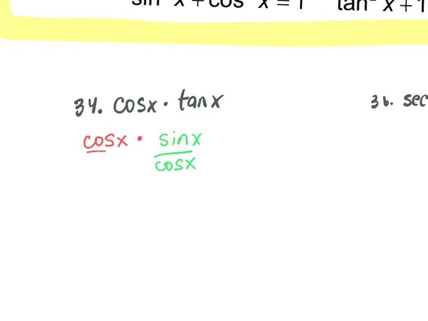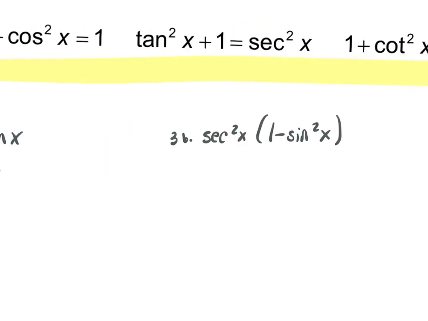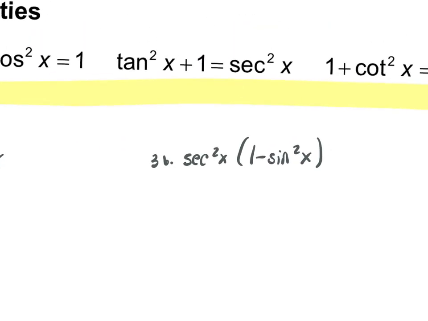Would you guys agree that cosine of x is over 1? All right, so now what can I do to simplify? Cosine x on top crosses out with cosine x on bottom. So the simplified version of this is just the sine of x. Questions? No? Okay. All right, let's look at the next one, 36.